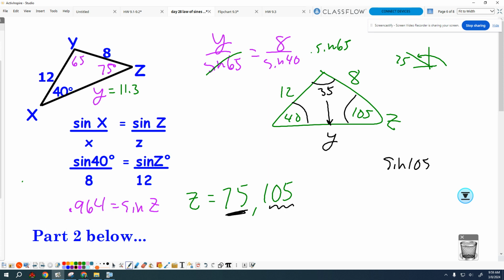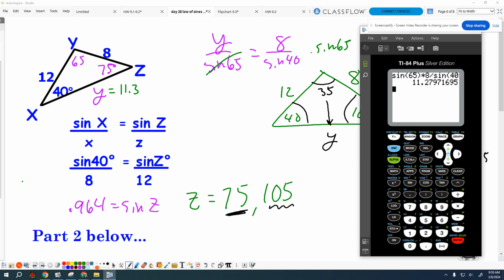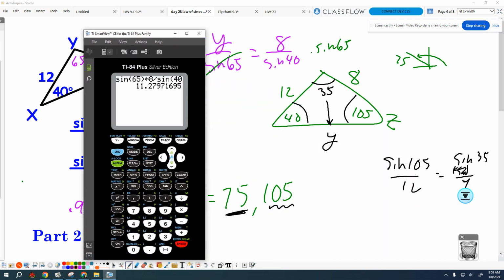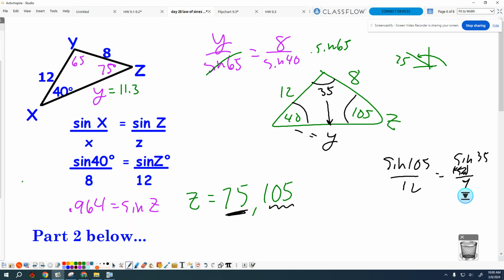So this is now saying sine of 105 over 12 equals sine of 35 over y. I didn't do it the smart way. So y equals sine 35 times 12 divided by sine of 105. In this other orientation, this side is length 7.1.